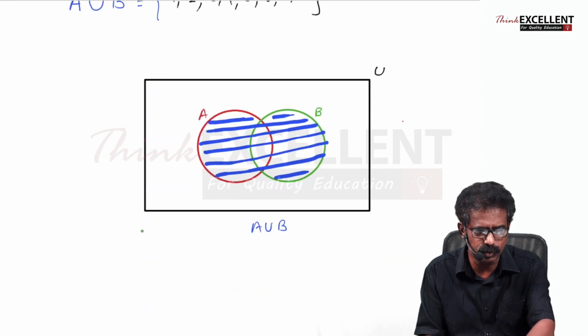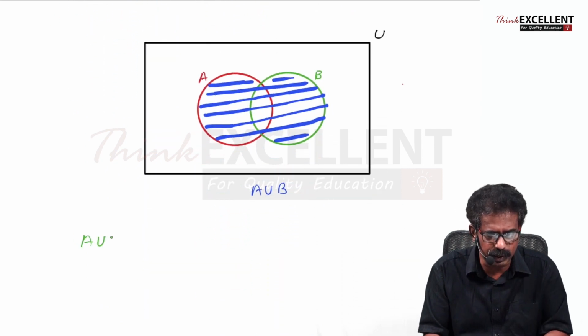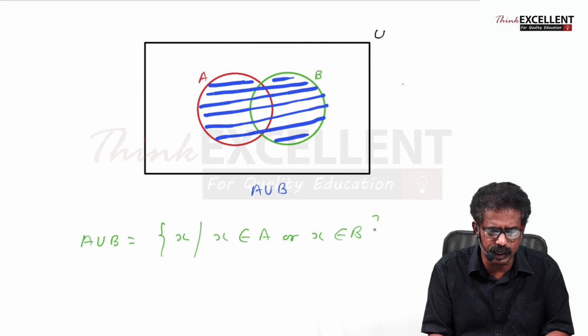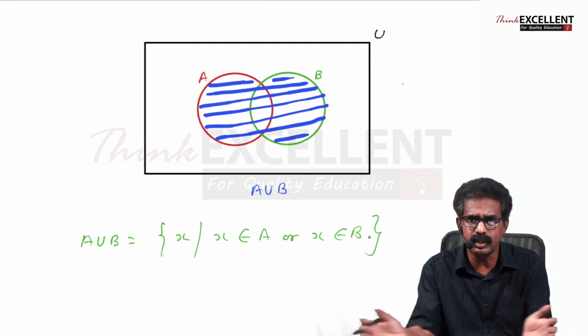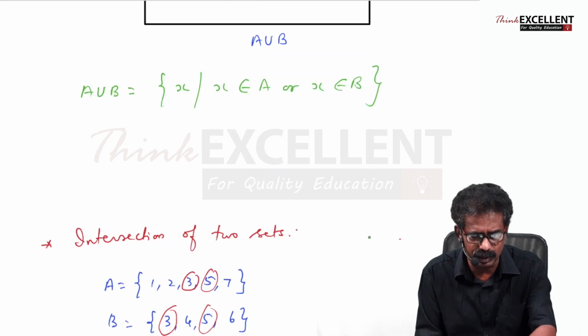Union. Union means what? Listen. A union B means the set of all x such that x belongs to A or x belongs to B. Everything you write. The elements which are in A or which are in B, everything you write. So that is A union B.